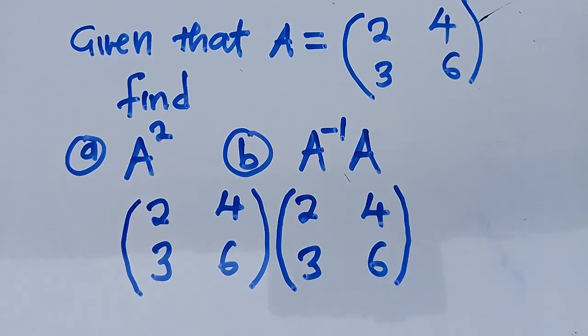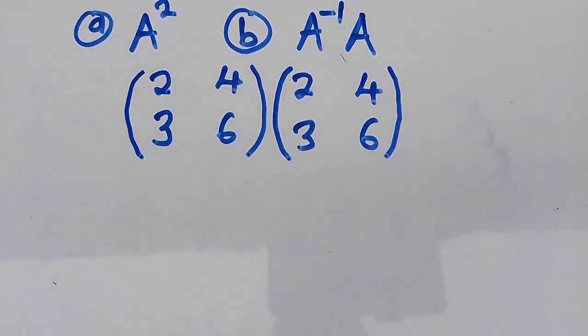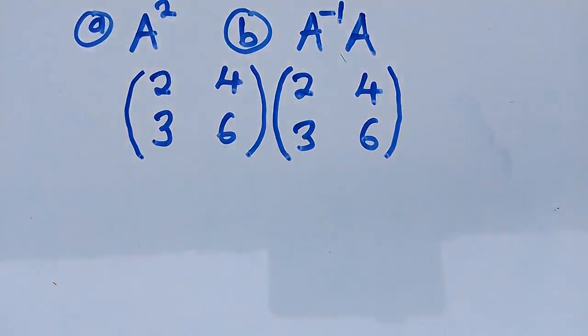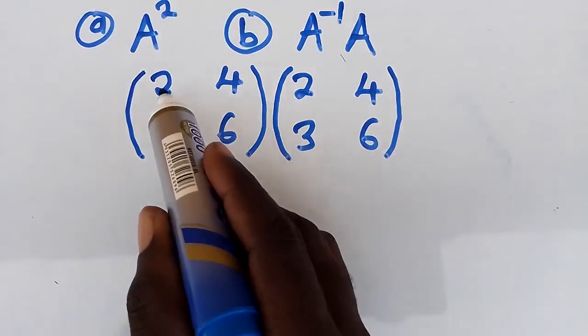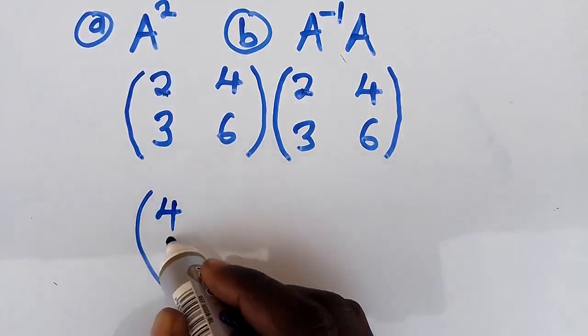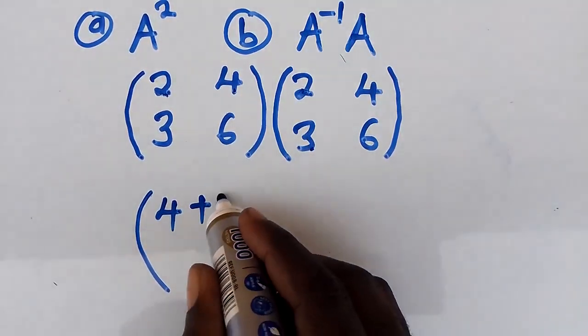So how can you answer this now? You start multiplying, the same way we were multiplying. This one with that one, this one with that one. I'll say this is now equal to this times that. 2 times 2, it is 4. Plus 4 times 3, 12.